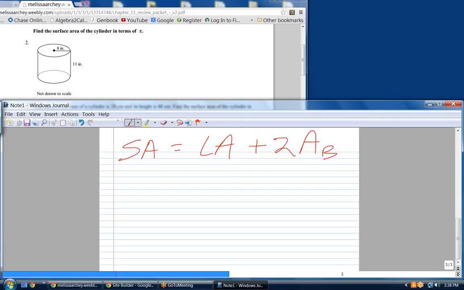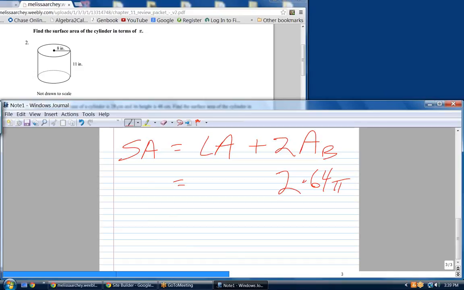All right. Okay? Let's do the easy one. The area of the base. What's the area of one base? That's pi r squared. So we got 64 pi. Okay, let's just leave it like that. Now let's talk about lateral surface area. All right. What's the lateral surface area?